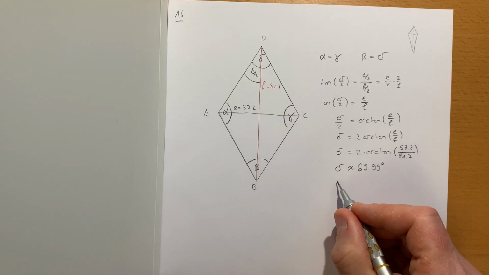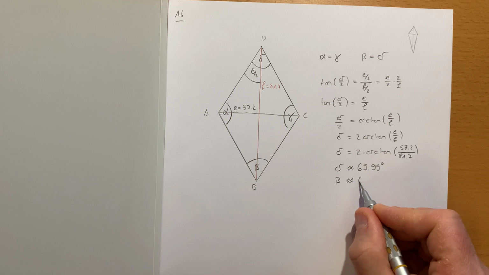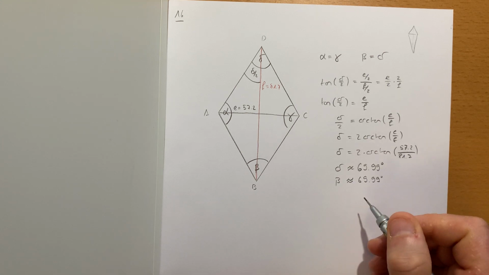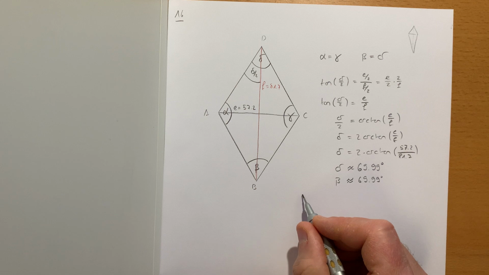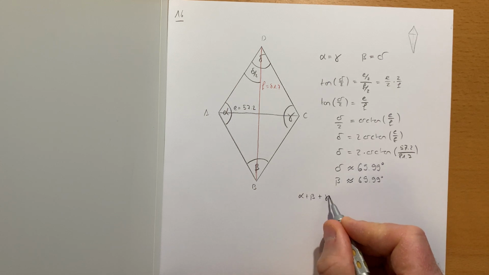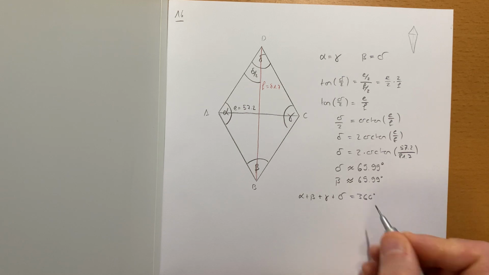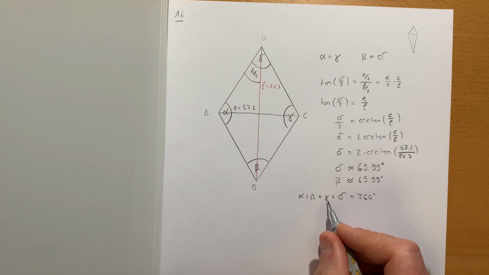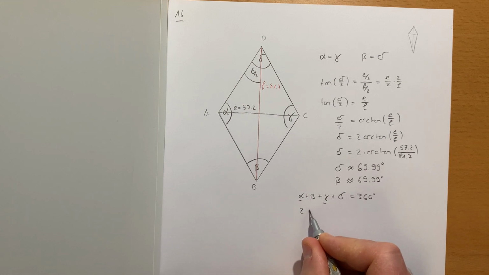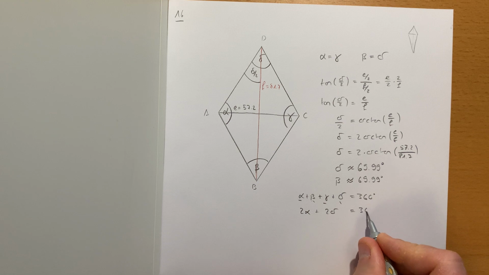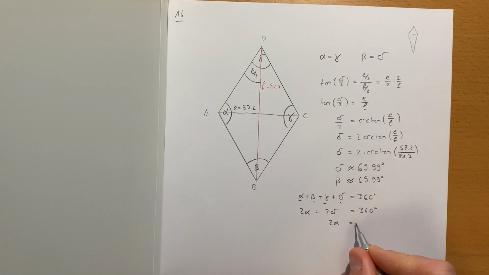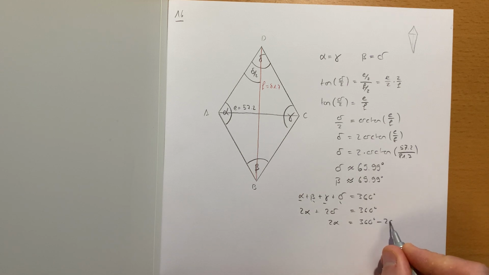Now, you know that beta is also 69.99 degrees. And you know that the sum of the interior angles in a quadrilateral is 360 degrees. So alpha plus beta plus gamma plus delta is 360 degrees. Well, you know alpha and gamma are the same thing, so these two are 2 times alpha, and these two are 2 times delta. So 2 alpha plus 2 delta is 360 degrees. So 2 alpha is 360 degrees minus 2 delta, so alpha is 360 degrees minus 2 delta, divided by 2.